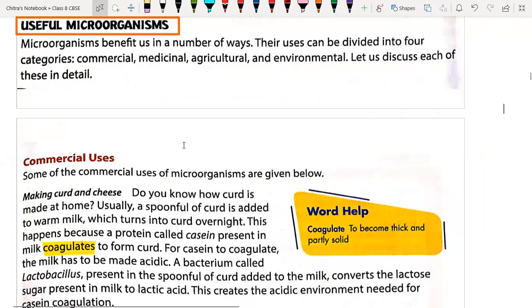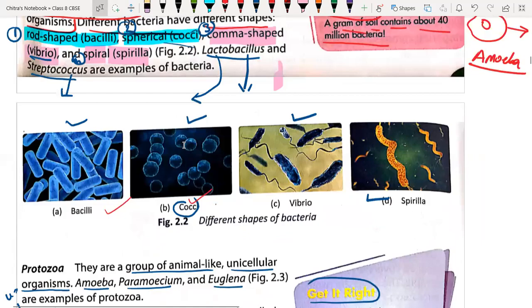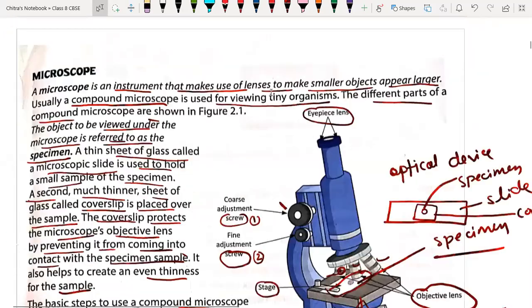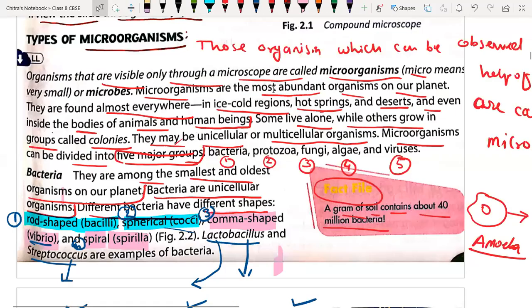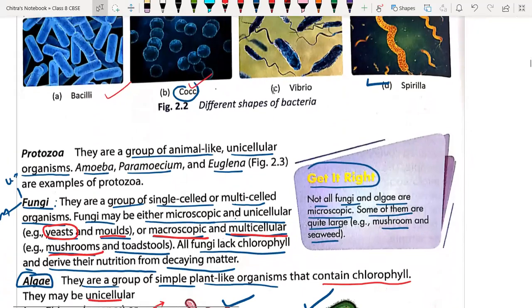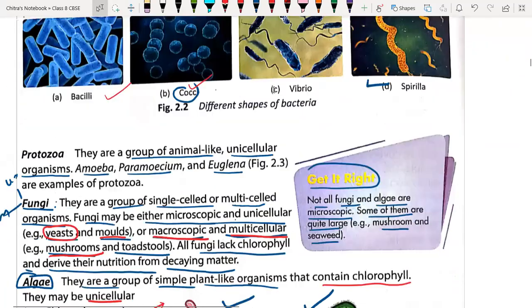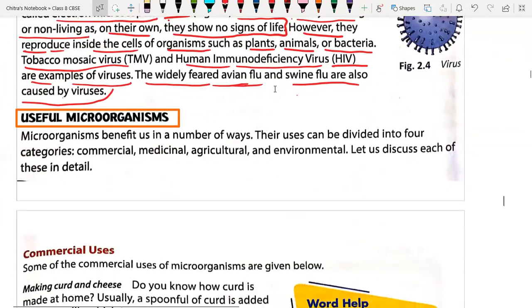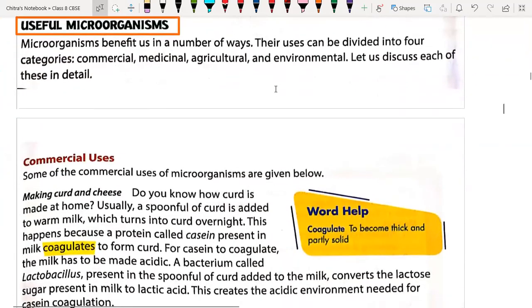So we have started our second chapter, which is Microorganisms: Friend and Foe. In that chapter, we have already completed the microscope, what microorganisms are, and the types of microorganisms. We have gone through bacteria, protozoa, fungi, algae and viruses. Now today we are going to start the useful microorganisms.